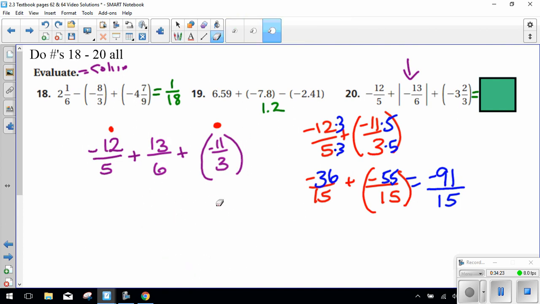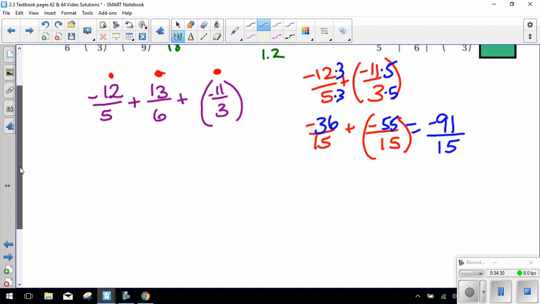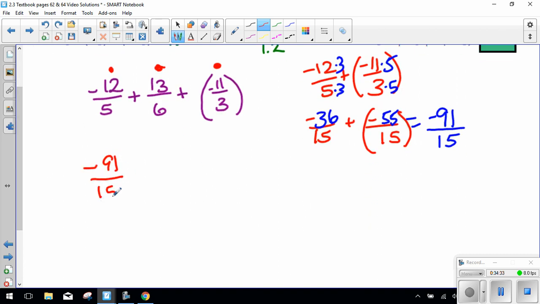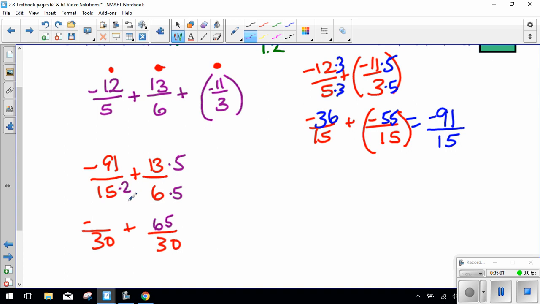Oops. So now what I'm going to do is add on this third ratio. So I'm going to take negative 91 over 15 and add to it 13 over 6. Okay, and if you write your multiples of 15 and 6, you will get 30 as a common denominator. So 6 times 5 gives me 30, so 15 times 5 gives me 65. 15 times 2 gives me 30. So 91 times 2, 9 times 2 is 18, so negative 182.